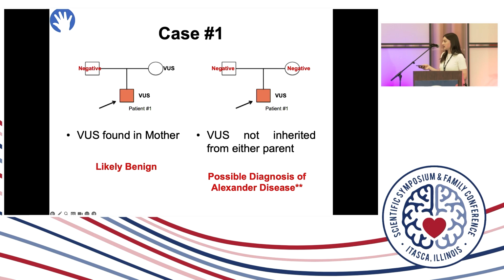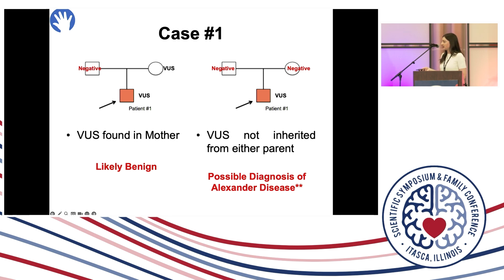In the case scenario where we actually find that this genetic change is not present in either parent, then we are able to say this VUS is de novo in this patient. And so that is more in line with the inheritance pattern that I would expect to see for an infantile Alexander disease. And so the parental testing in this case has given us the ability to say this is a possible diagnosis of Alexander disease.